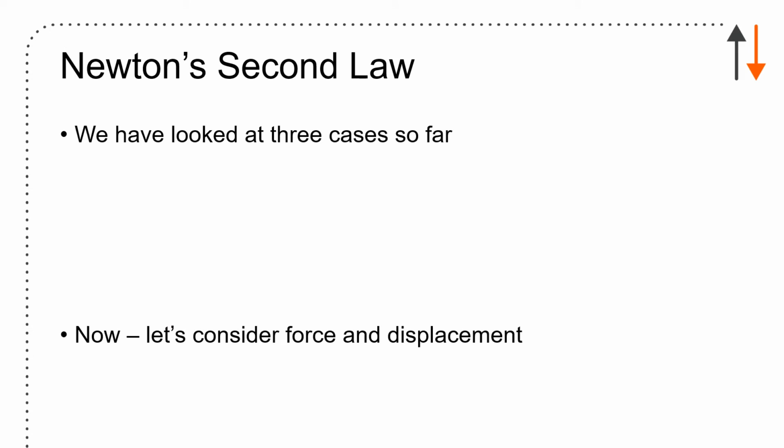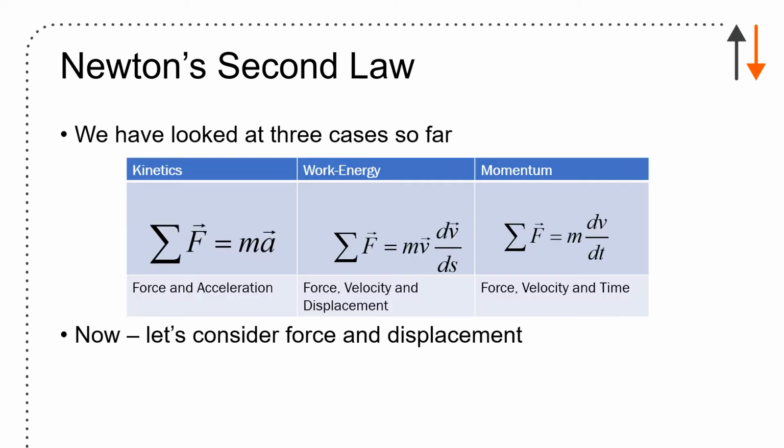Okay, so we've had three cases so far. Those three cases are the kinetics. Sum of forces equals mass times acceleration. Great, I know that one. So that's there. Work energy, mv dv/ds. Okay, no problem. These are great because it's easy to follow. And then finally I have momentum, which is force, velocity, and time. So acceleration, velocity, and distance. Force, velocity, distance, and then finally force, velocity, and time.